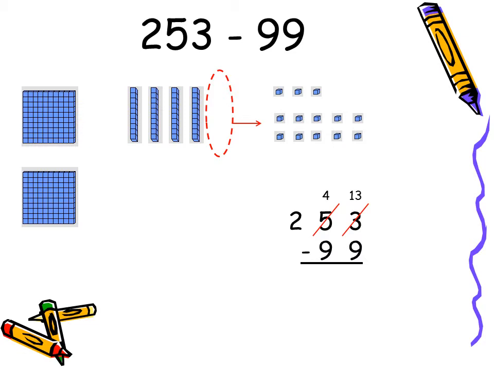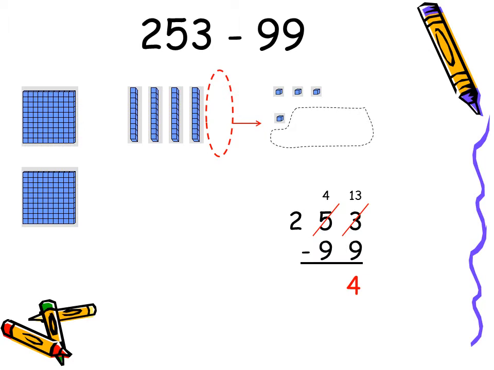So now I have 13 ones. I need to subtract 9 ones. And notice how it was easy for me to take away those 9 ones, because I know that from 10, if I take away 9, I have 1 left over. Again, that's building number sense. So that leaves me with 4 ones.